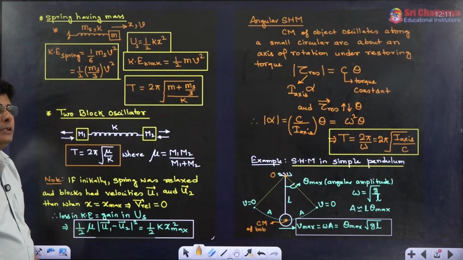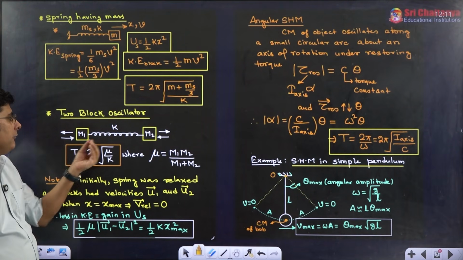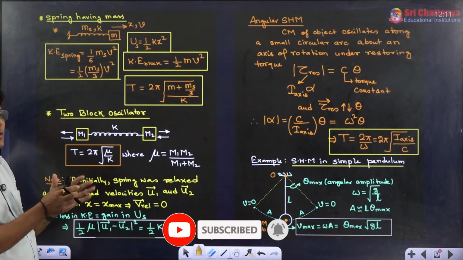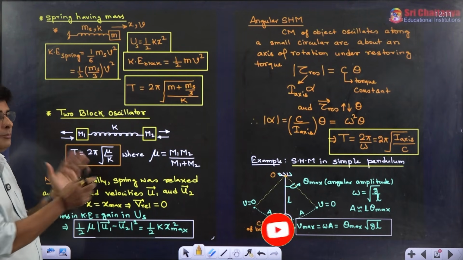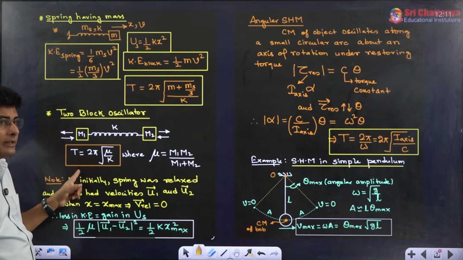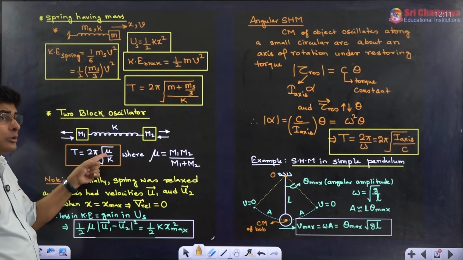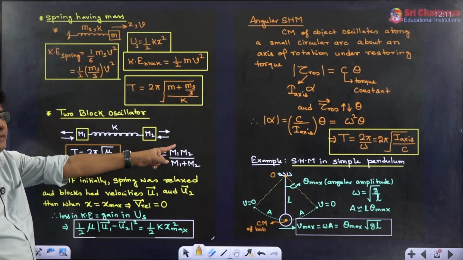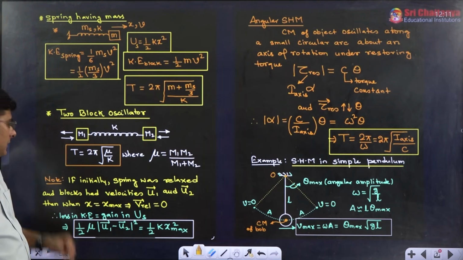Next we have the 2 block oscillator. If you have a 2 block oscillator where there are 2 blocks and you compress or elongate and release it, what will happen? It will keep on performing oscillations together with the same frequency and time period. The time period will be 2 pi under root mu by k, where mu is the reduced mass, which is m1 m2 by (m1 plus m2) for the system.